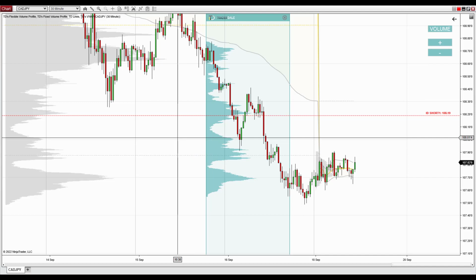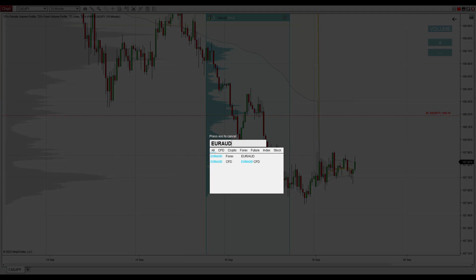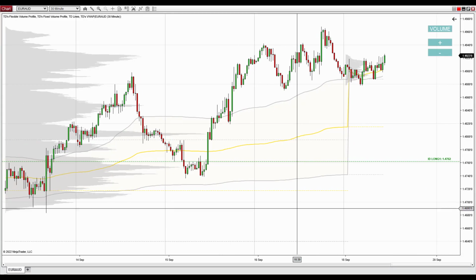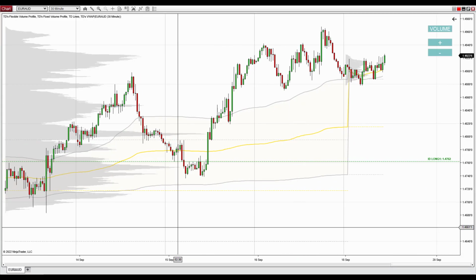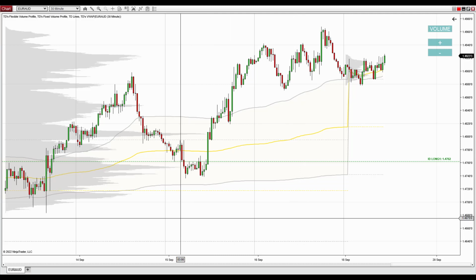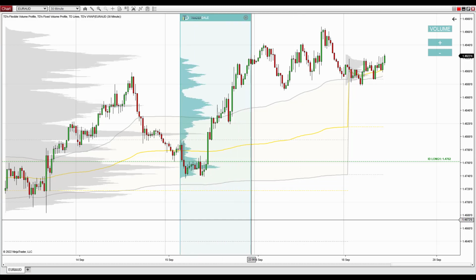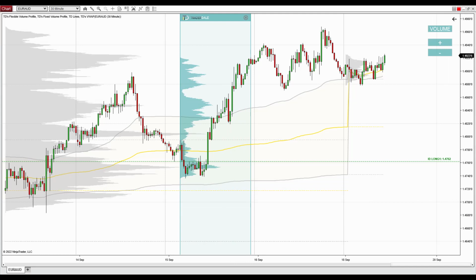The next pair I'd like to talk about is the Euro Australian dollar. So what I have in here is a volume accumulation setup. Let me show you like this. This is a significant volume zone created within this rotation. By the way, you are looking at a 30-minute chart, right?